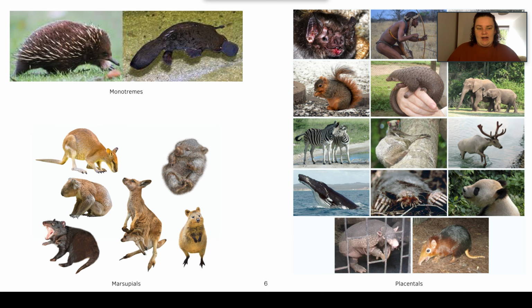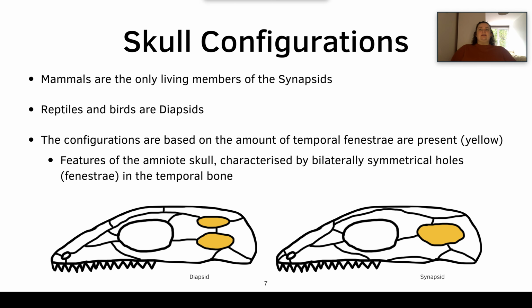It's really cool. So the way that we can distinguish between the 2 is synapsids and diapsids. Mammals are the only living members of the synapsids. Reptiles and birds are diapsids. And the way that we can distinguish between a synapsid and a diapsid is the amount of temporal fenestrae in the skull. So these are bilaterally symmetrical holes in the temporal bone in the skull. There are other skull configurations where they've not got any temporal fenestrae, which have been secondarily lost. It's quite an interesting thing to read up on.